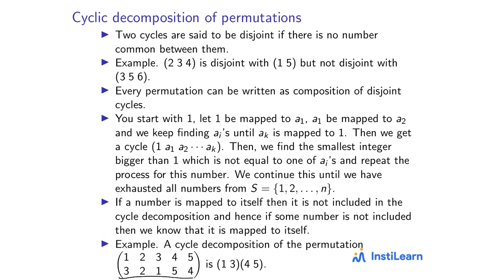So the permutation is 1. So we start with 1. Now 1 is going to 3. So we write 3. Then 3 is going to 1. So the first cycle is done.